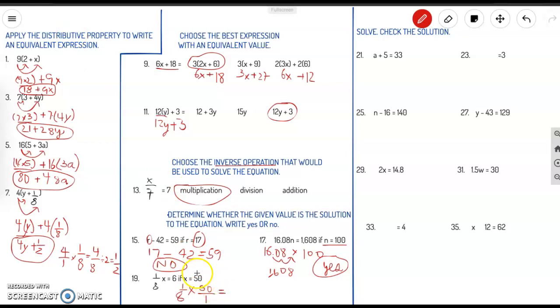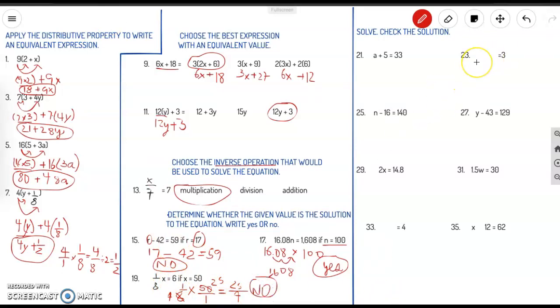So again, turning that whole number into an improper fraction, let's go ahead and cancel out some numbers. 8 divided by 2 is 4. 50 divided by 2 is 25. 1 times 25 is 25 over 4. So it is not 6. Can go ahead and write no.